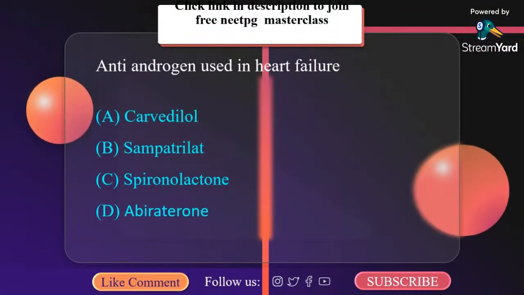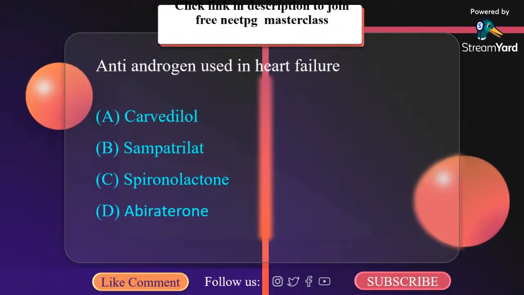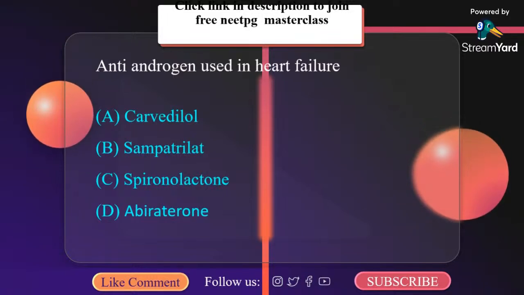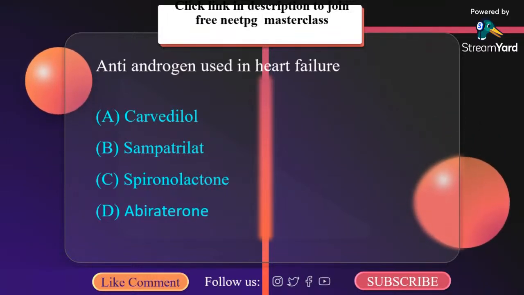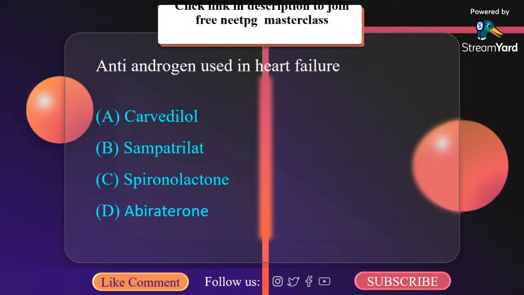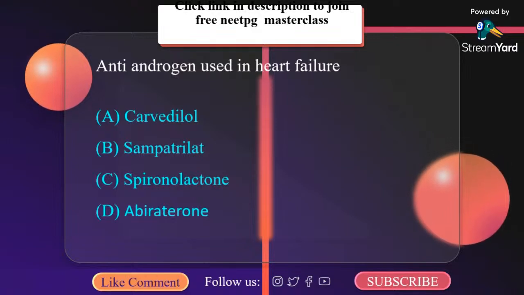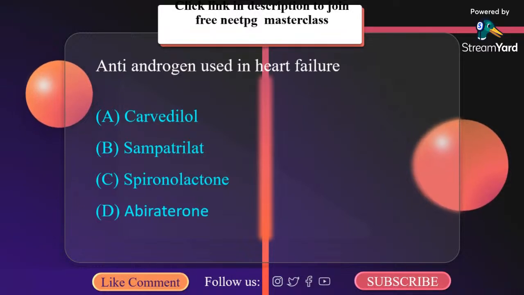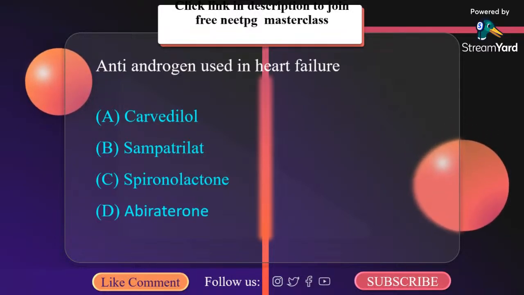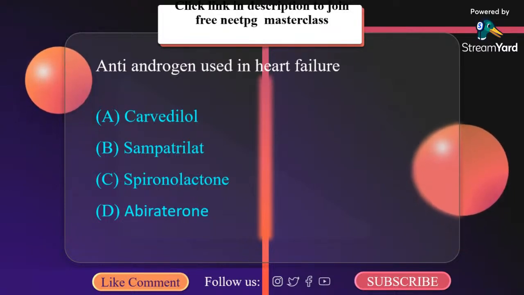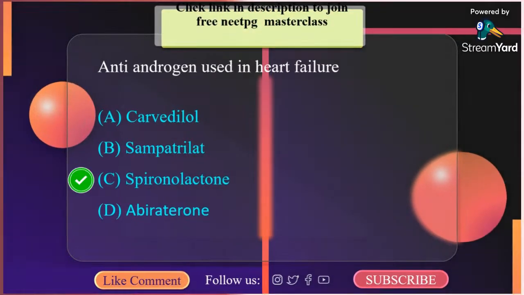Antiandrogen used in heart failure is A, carvedilol, B, sampatrilat, C, spironolactone, D, abiraterone. So the correct option here is spironolactone. Spironolactone and eplerenone are the aldosterone antagonists. Spironolactone is a potassium-sparing diuretic. The diuretic effect is quite feeble. These drugs reduce mortality in congestive heart failure. So spironolactone is used in congestive heart failure.